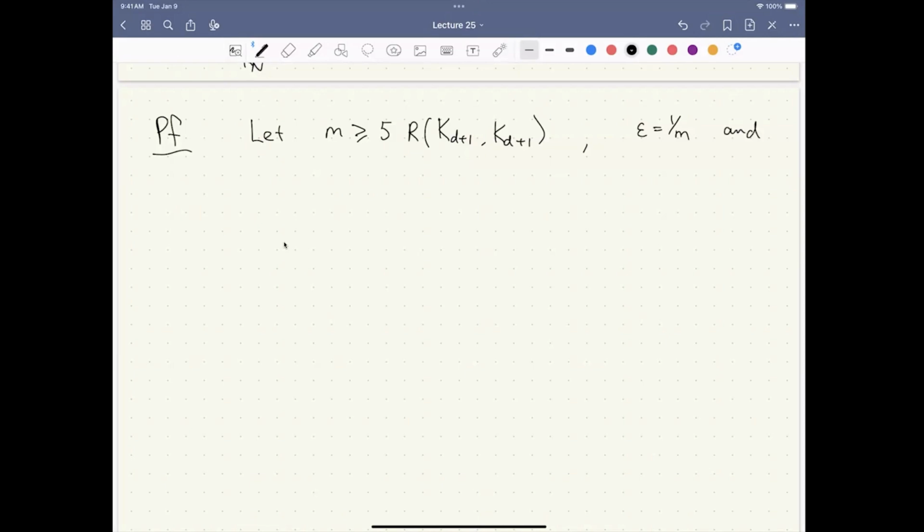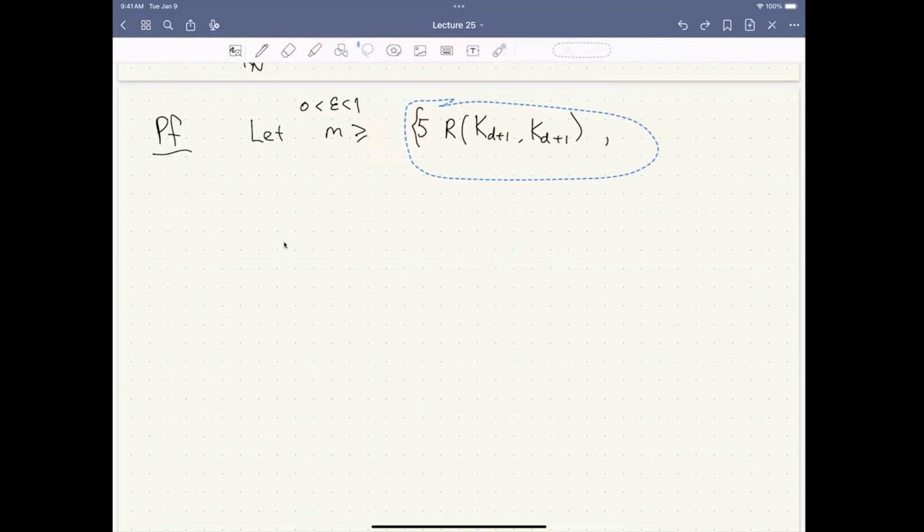I think to be precise, the order should be we first take epsilon, and then we take M to be bigger than the maximal. Wait, let me write it more rigorously. The maximum of this and 1 over epsilon. Okay.